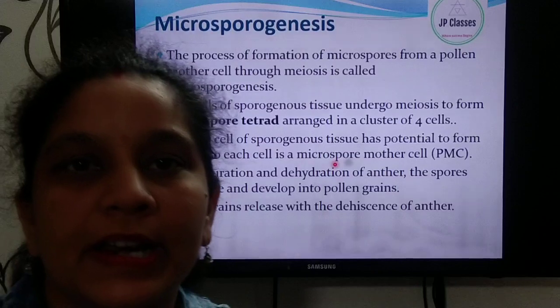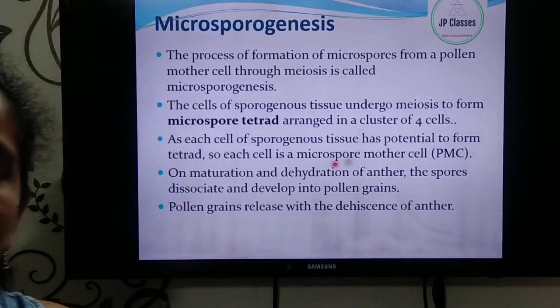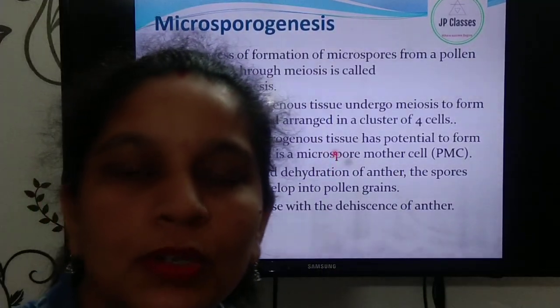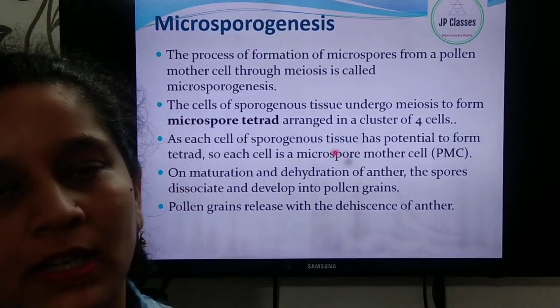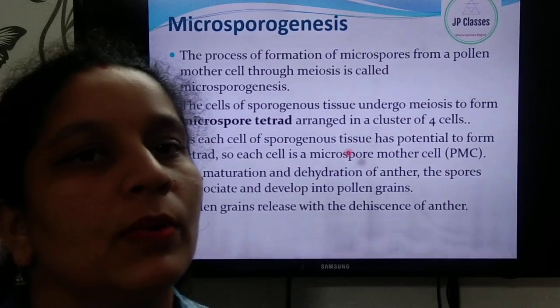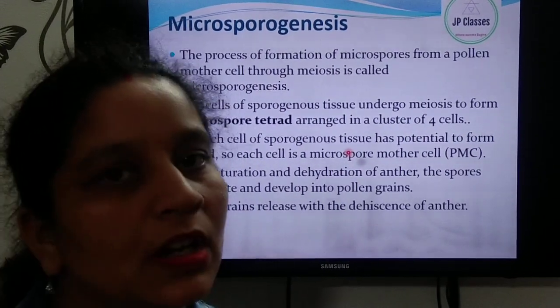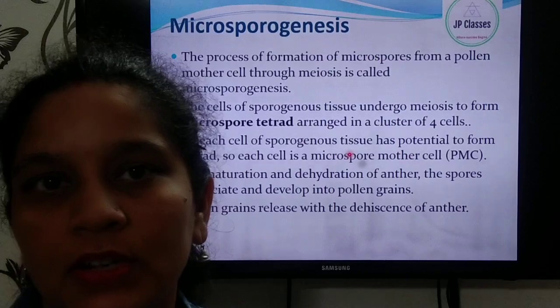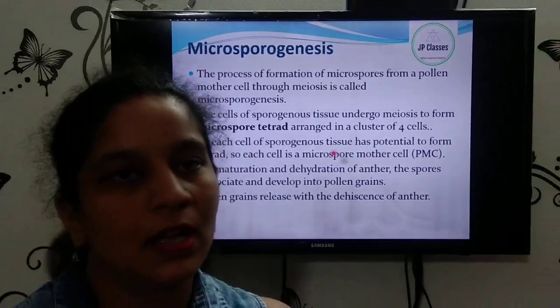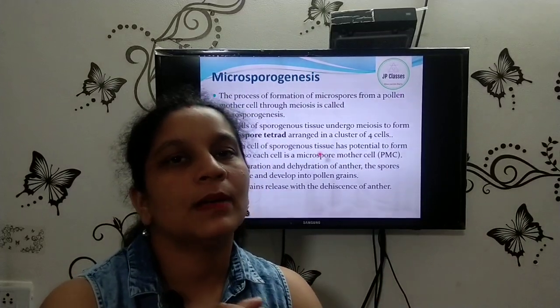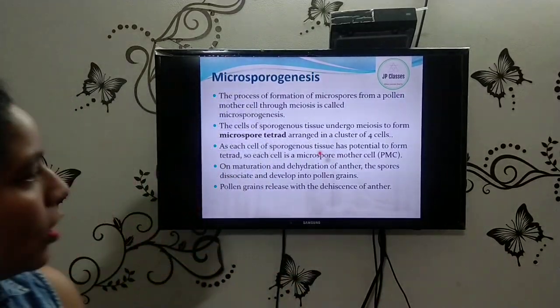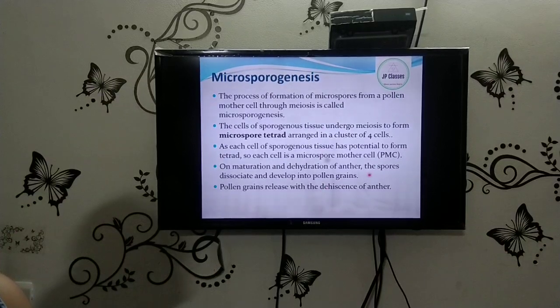जैसे हम लोग ही हैं, हमारे अंदर एजिंग होती है तो आपने देखा कि हमारी जो स्किन है वो सिकुड़ने लग जाती है, वो लूज़ होने लग जाती है, जो उसकी टाइटनिंग होती है वो लूज़ हो जाती है। सिमिलर वे में, जब पॉलन ग्रेन्स मैच्योर होते हैं तो जो मॉइस्चर कंटेंट है वो रिड्यूस होता है। मॉइस्चर कंटेंट रिड्यूस होगा तो सेल्स अपार्टली लूज होंगे, दूर दूर भागेंगे, जिसकी वजह से एक गैप क्रिएट होता है जिसे हम डेहिसेंस बोलते हैं। ठीक है, तो on maturation and dehydration of anther, the spores dissociate and develop into the pollen grains.